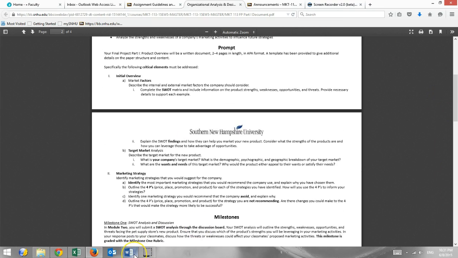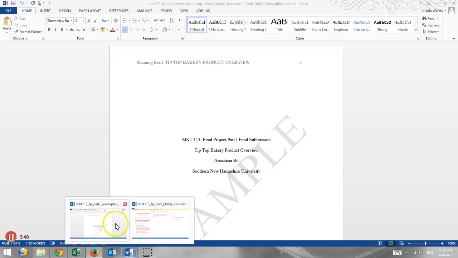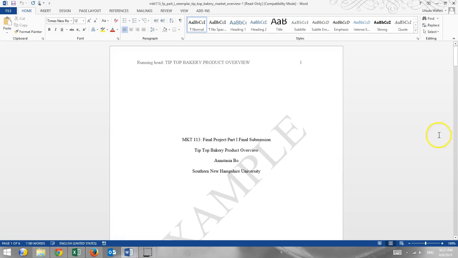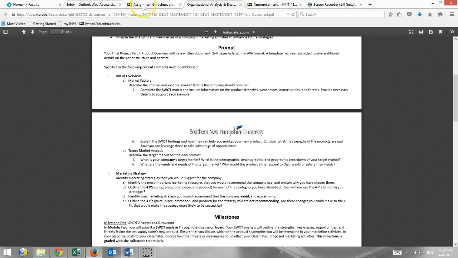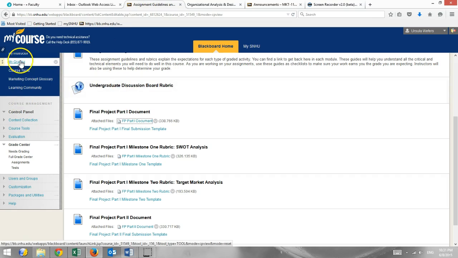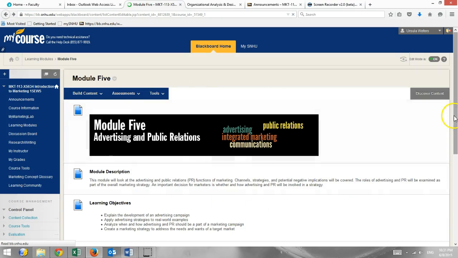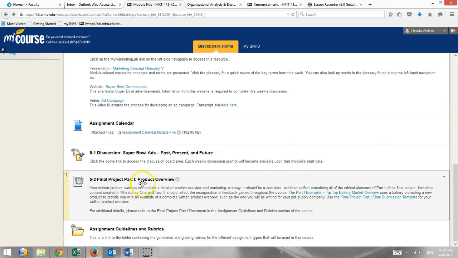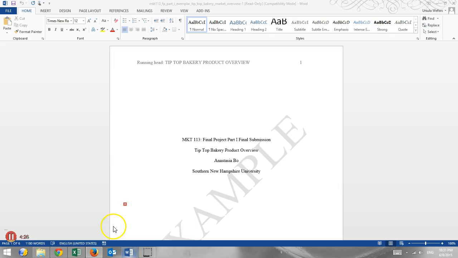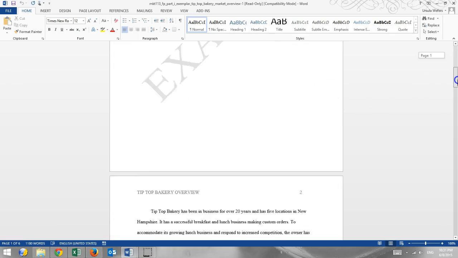Okay, so now let's go here to an example. In the module, you had been given this example, and just to show it here, I'm going to go back here to module 4, module 5, and when you scroll here on the assignment, if you click this where it says Tip Top Bakery Market Overview, this is an example of a completed document that has already been given to you. So you can read this, and that will serve you as a guide of what needs to be done. So this is just the paper.